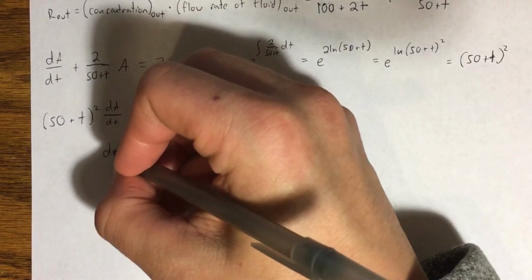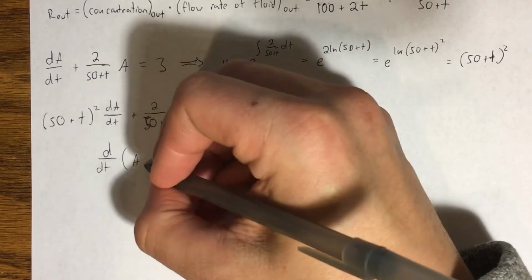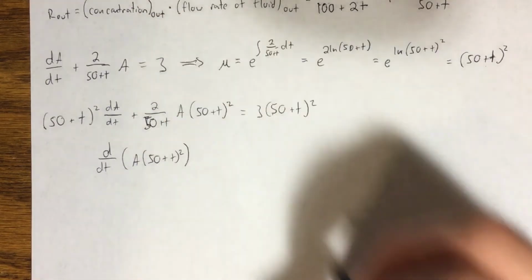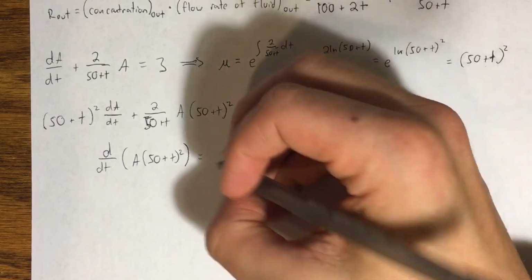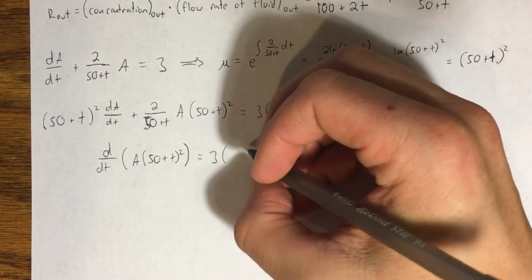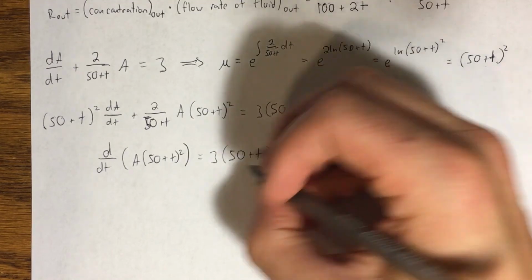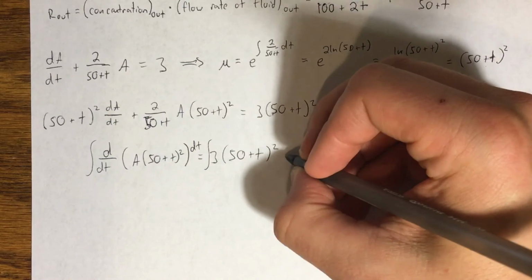So all I'm going to do there is say that this is the same thing as d/dt of A times (50 plus t) squared. That's all that we needed that for. And then this side is still 3 times (50 plus t) squared. At this point, we want to integrate both sides with respect to t.